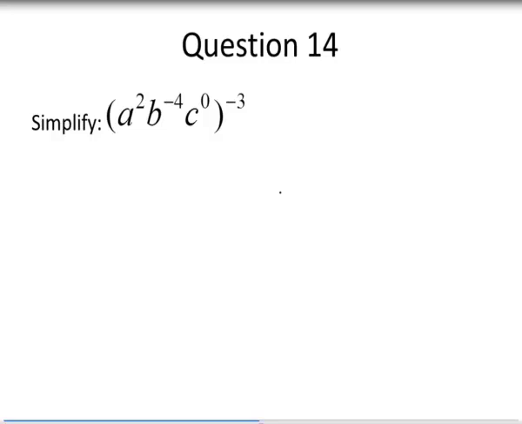So let's review. What does the exponent 0 mean? Any number to the 0 power equals, not 0, 1. It equals 1, not itself and not 0.